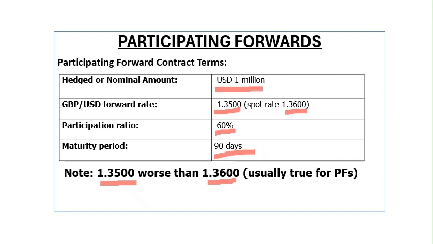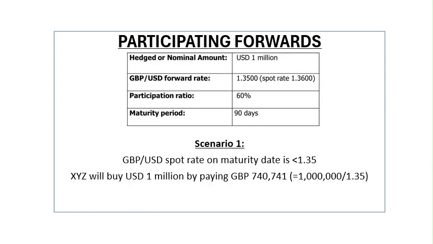This is usually true for participating forwards because the agreed forward rate will always be a bit worse than the existing spot rate. Let's say scenario 1, if the reference GBP USD spot rate on the maturity date is less than 1.35, in that case, XYZ will be able to buy the entire USD 1 million by paying GBP 741, which is 1 million divided by 1.35, which is the agreed forward rate.